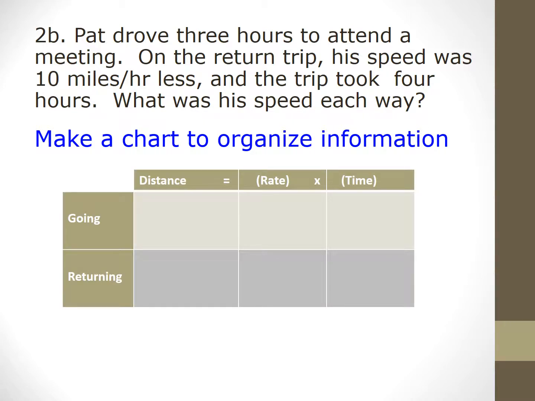In this case, we have a table broken into distance equals rate times time: distance, rate, and time for the two trips, the trip going and the trip returning. And really here, we're not at all looking for an equation or solving it yet. We're looking just to get organized. So first, let's write down what we know.